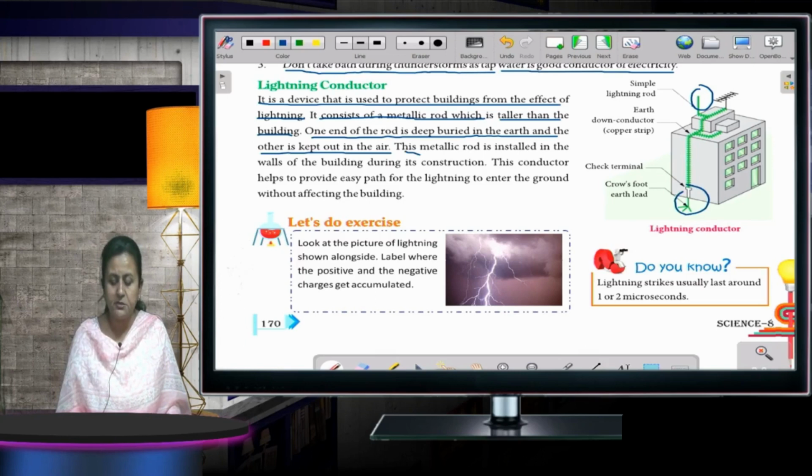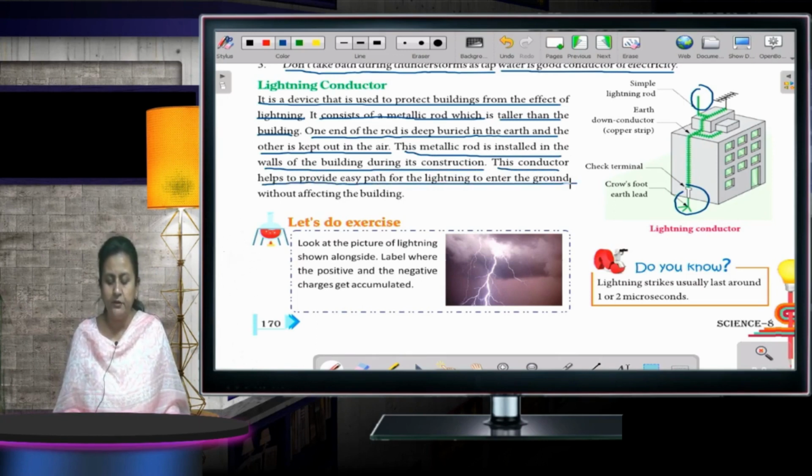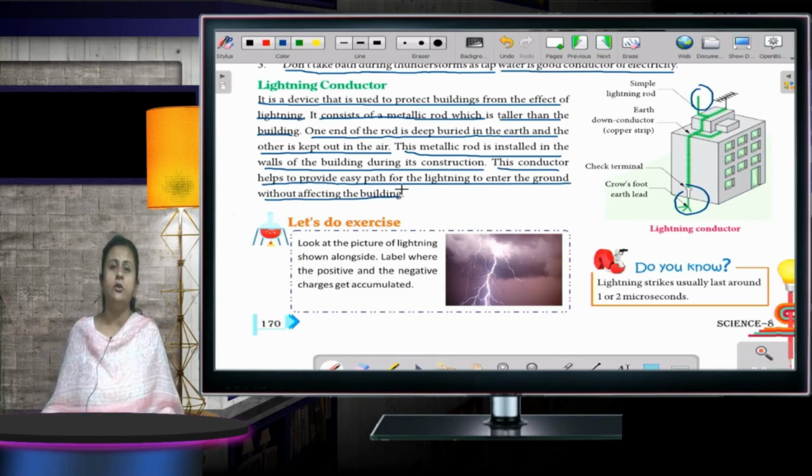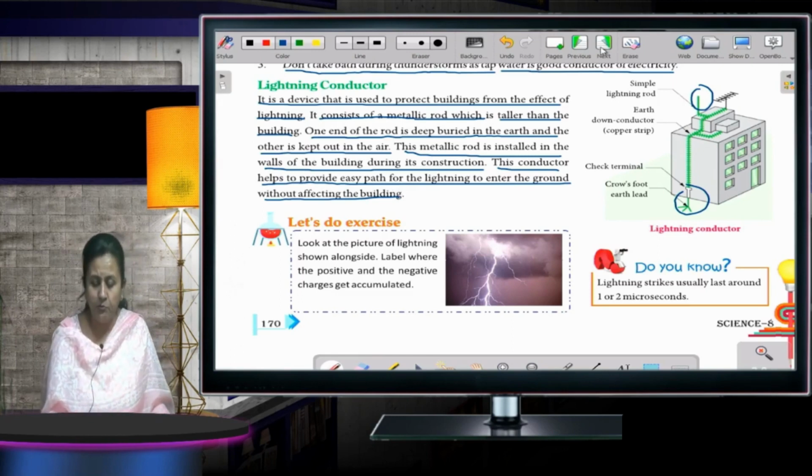Okay. This metallic rod is installed in the walls of the building during its construction. This conductor provides an easy path for lightning to enter the ground without affecting the building. Fine, children? These days, when engineers are making big buildings, they take care that proper lightning conductors are there. Okay? Fine. Now, moving to the next one.